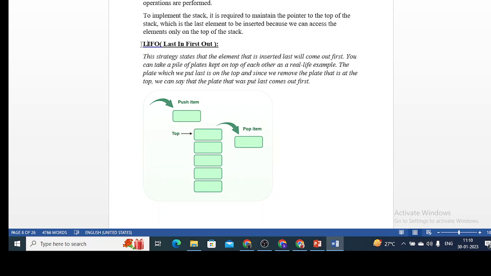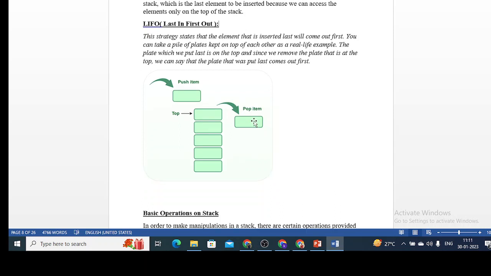Okay, stack follows LIFO. LIFO stands for last in first out, meaning whatever you want to insert, whatever you want to remove, you are supposed to remove from the top. Okay, last in first out. Okay, whatever you insert last will go out first. This strategy states that the element that is inserted last will come out first. Okay, you can take a pile of plates kept on top of each other as a real life example. Okay, here you are supposed to remove from the top only.